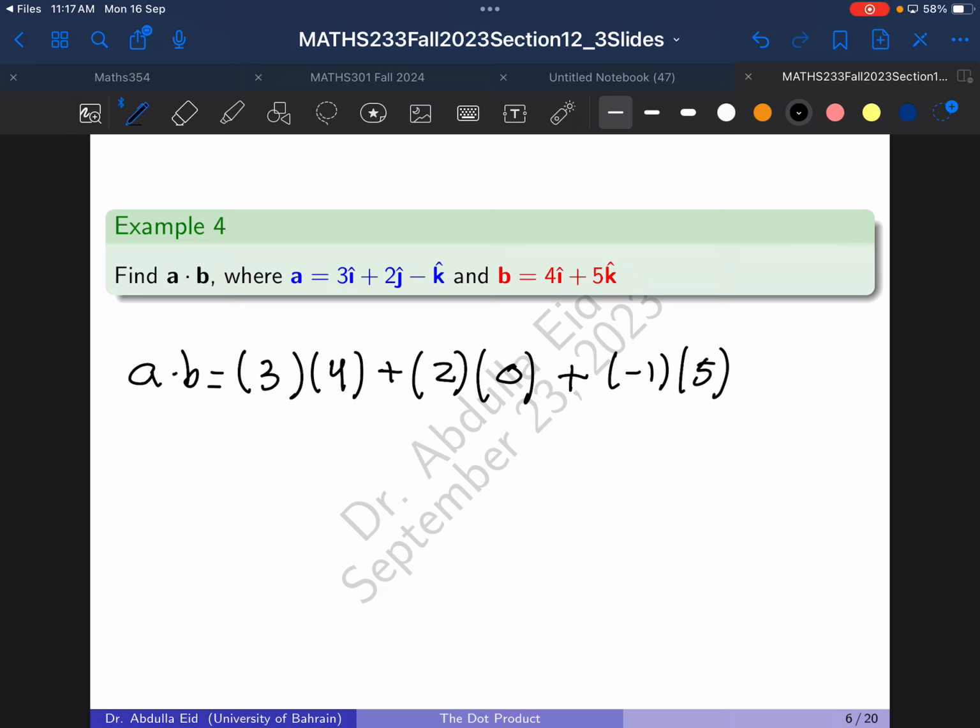And finally, the number in front of k with the number in front of k, which is 5 in this example. And of course, the easy way is just plug all those numbers in the calculator. That's one of the easiest ways to solve such questions. Otherwise, you can do it one by one. So it will be 12 plus 0. And finally, it will be negative 5. The final answer will be just 7. And that's the dot product for this example.